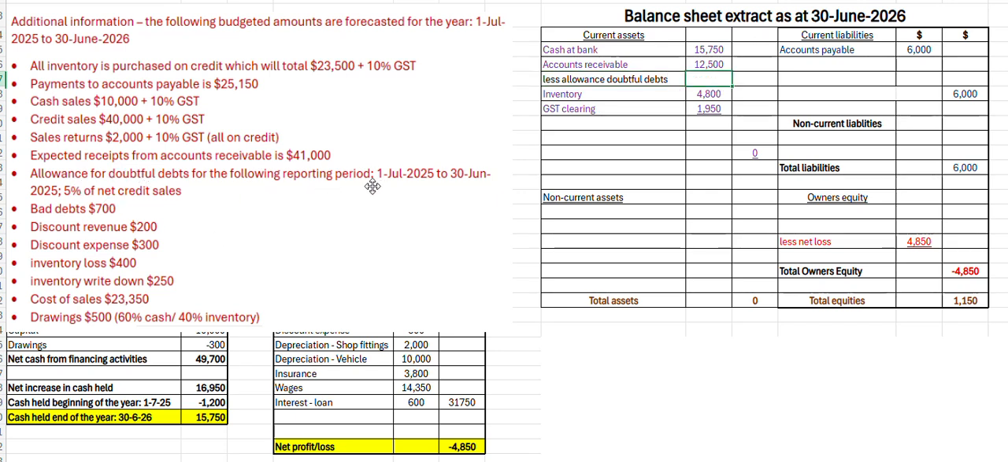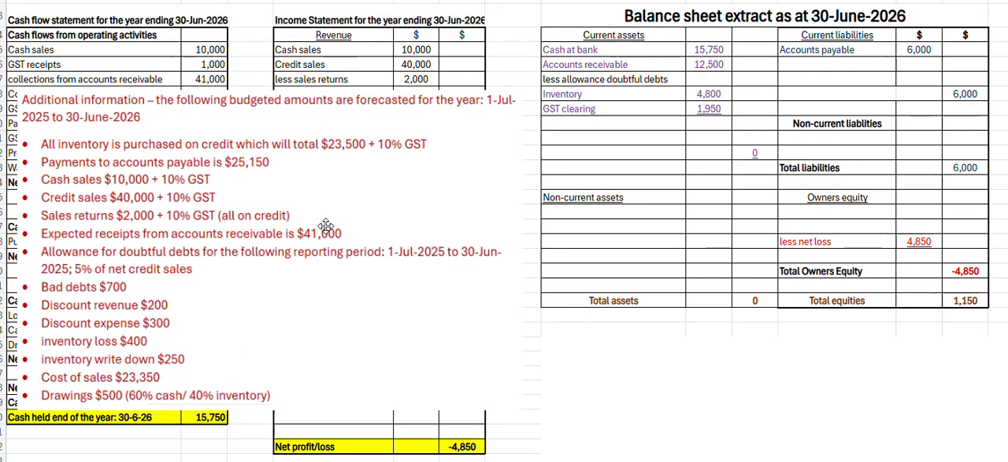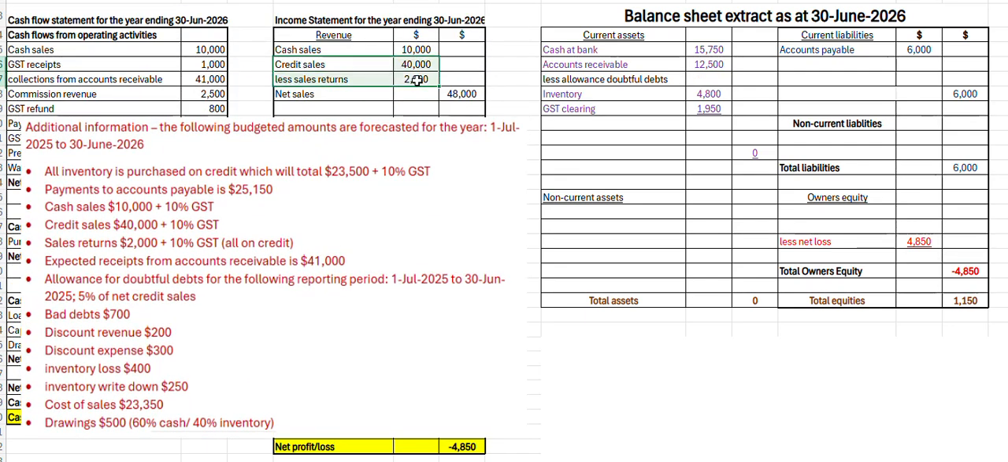Okay, so how do we work this out? It's going to be 5% of our net credit sales. So we can work out our net credit sales by going to our income statement, and we've got $38,000 minus $2,000. So let's just go over here in our balance sheet and type in $38,000 minus the returns. And then we're going to multiply that by the percentage. We've deemed 5% as doubtful, so we're going to multiply it by 0.05.